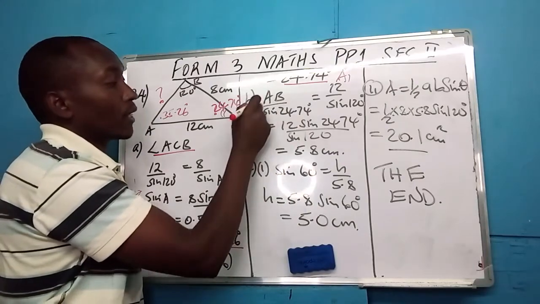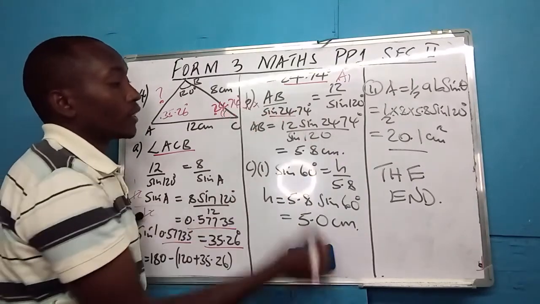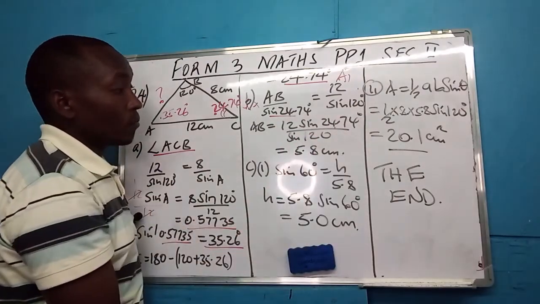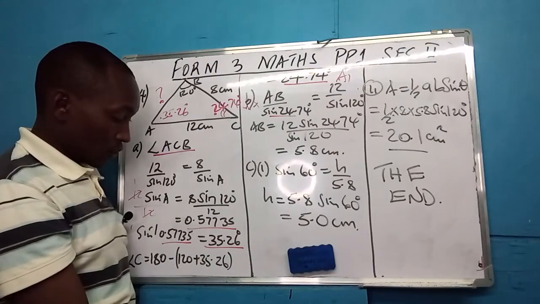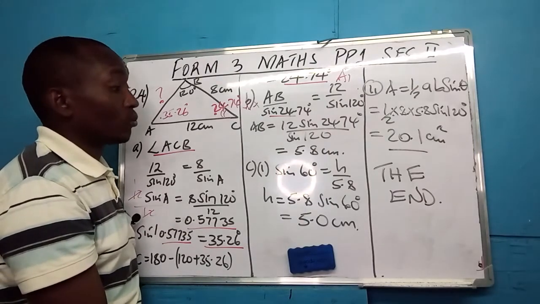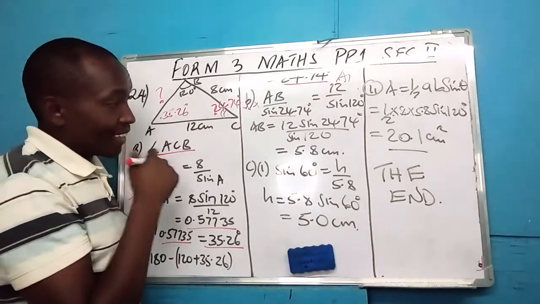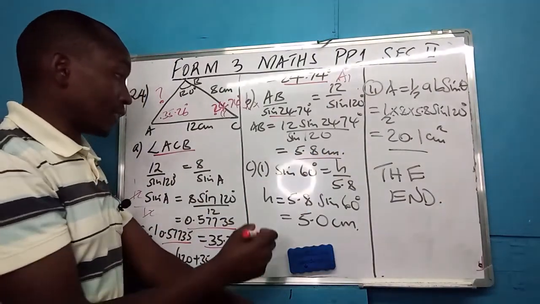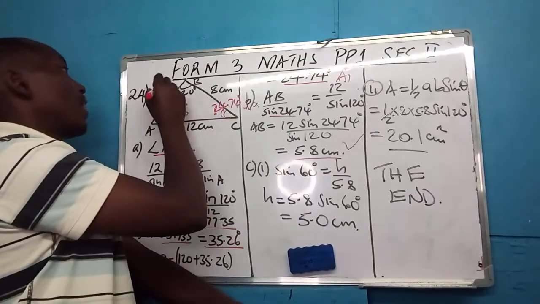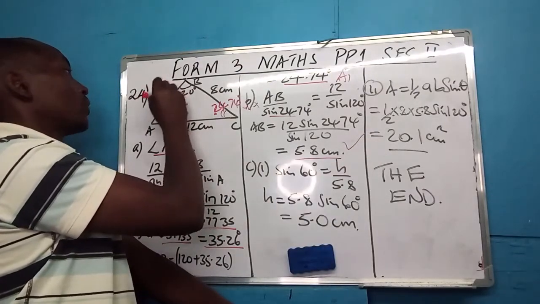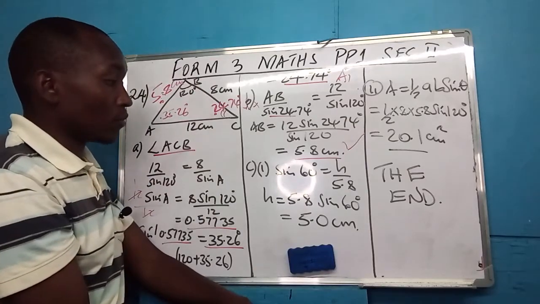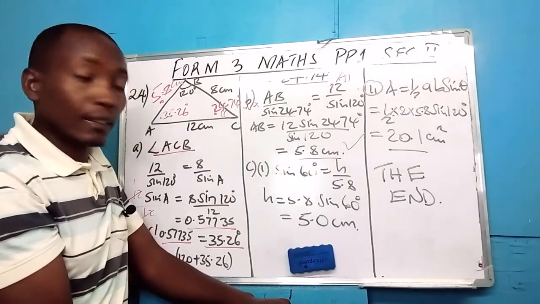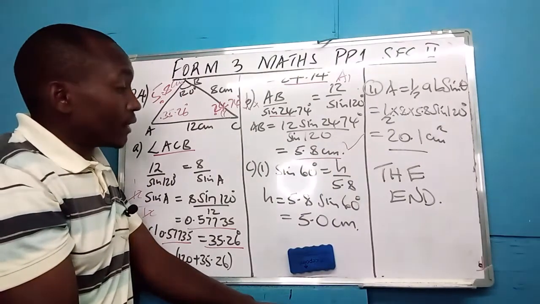So I'll multiply both sides by sine of this angle, and this side by the same. So it will be 12 sine 24.74 divided by sine of 120. With my calculator, I'll get 5.8. So I have it. This is 5.8 centimeters. Remember, you're giving your answer to 1 decimal place.